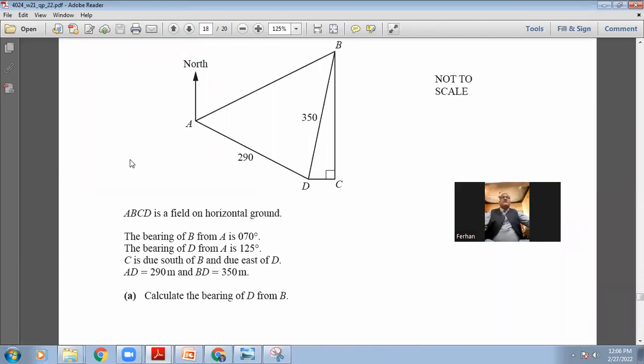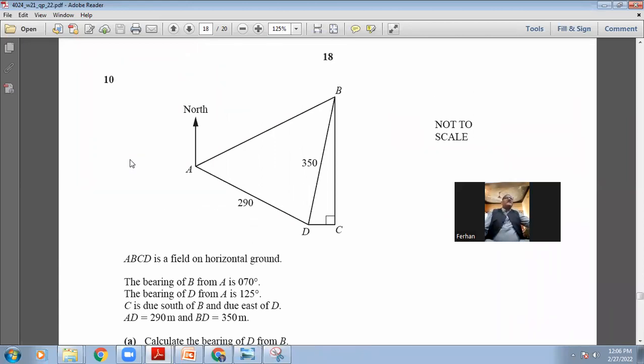That is question number 10. He says ABCD is a field on horizontal ground. The bearing of B from A is 70 degree. The bearing of D from A is 125. C is due south of B and due east of D. AD is 290 meter and BD is 350 meter.